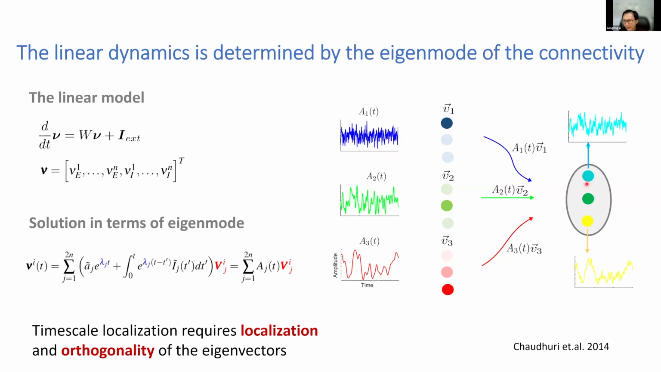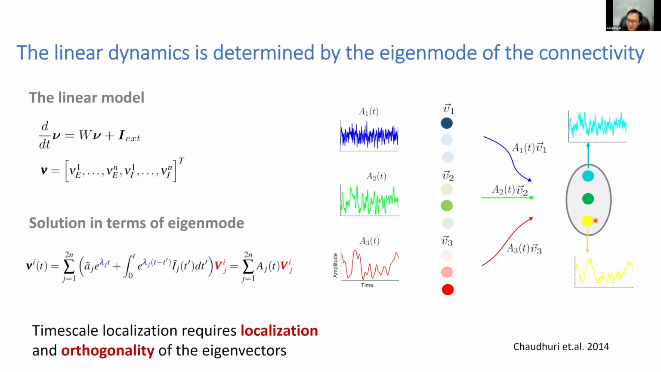So if you want this area to maintain a very fast time scale, you will require the eigenmode corresponding to the fast time scale to have a very large element here. So the multiplication will have a large effect to produce this faster fluctuation. But for the other eigenmodes, you require, for example, these elements to be very small, such that multiplying this coefficient by these elements will have little effect on the activity here.